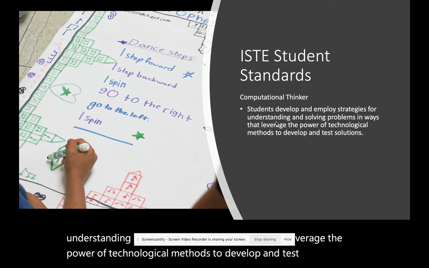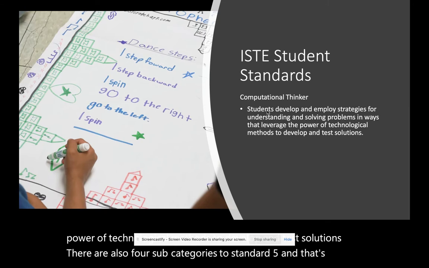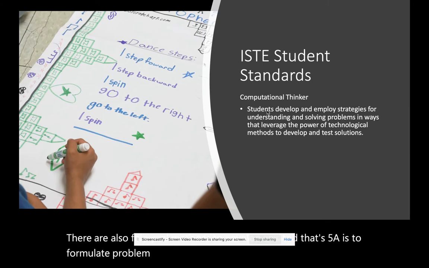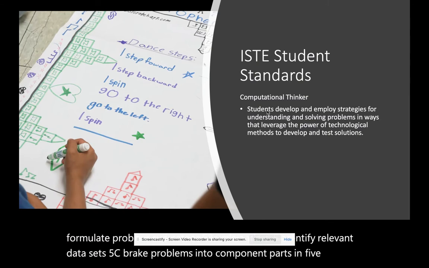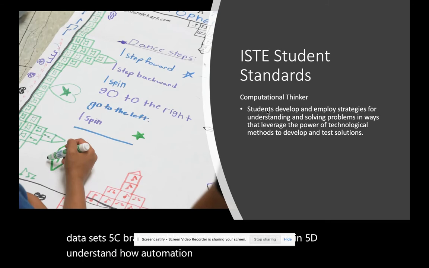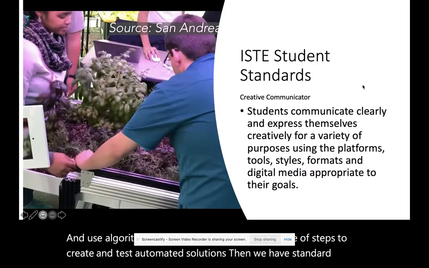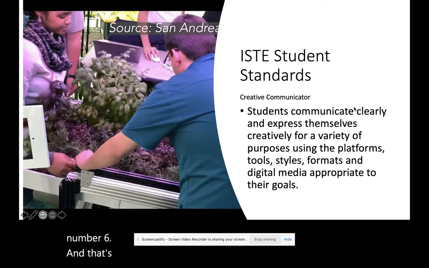There are also 4 subcategories to standard 5, and that's 5A is to formulate problem definitions. 5B, collect data or identify relevant data sets. 5C, break problems into component parts. And 5D, understand how automation works and use algorithmic thinking to develop a sequence of steps to create and test automated solutions. Then we have standard number 6, and that's the creative communicator.